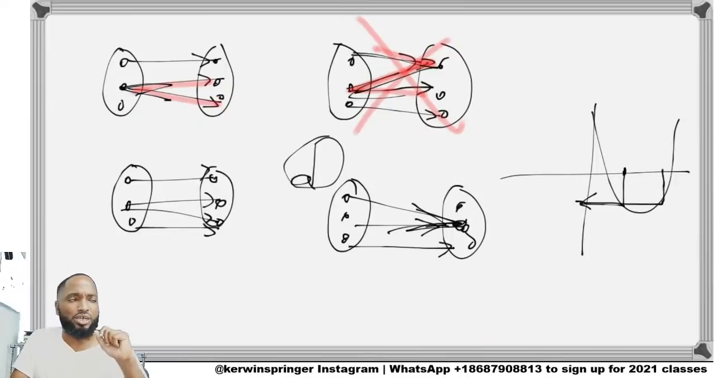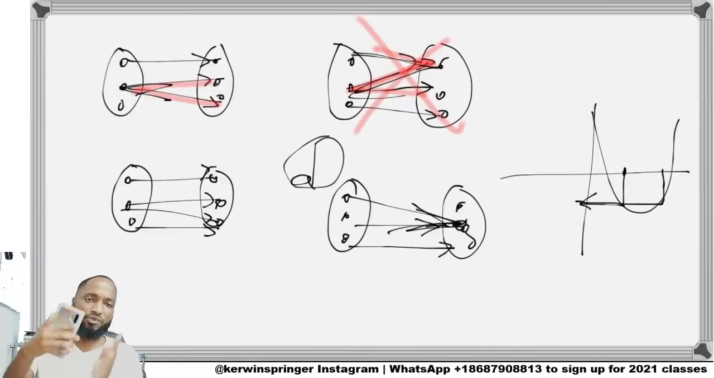That's the fastest way I tell students to check it. Look for where the split is happening. If the split is happening on the input side of things, it's not a function.